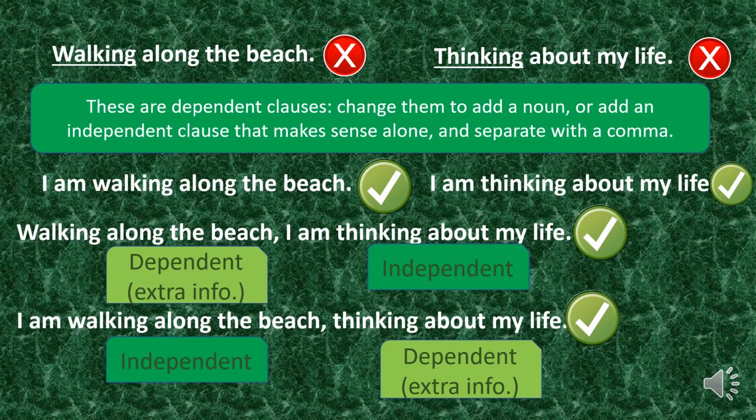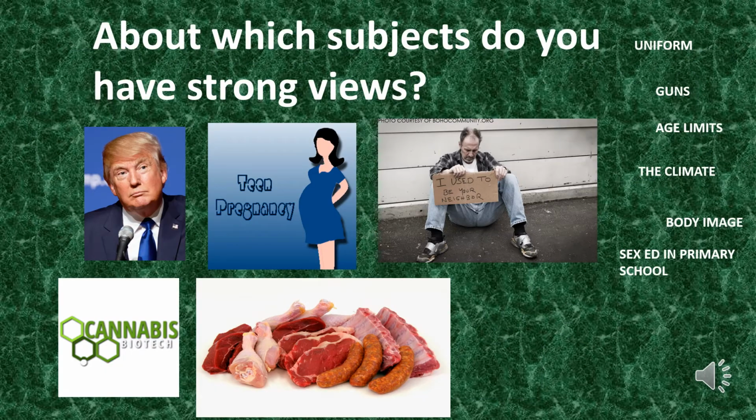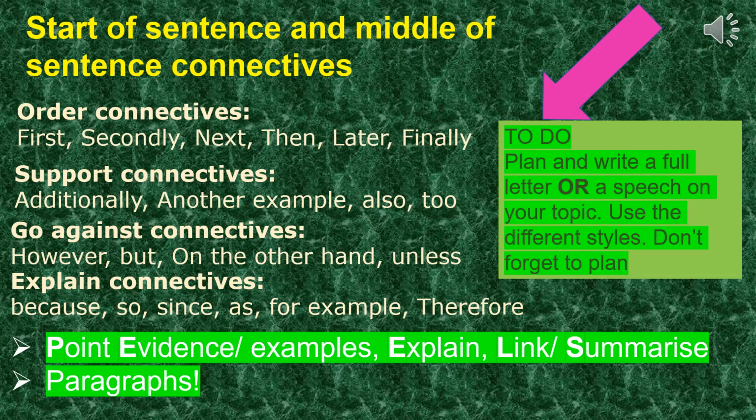Don't forget your grammar. I don't want to see any more sentences where you have a dependent clause and nothing else. These were some of the topics we considered, but you may have chosen your own topic. Here's a reminder of the different connectives that you can use, signpost words or discourse markers, it's all the same thing. And don't forget you're using the PEEL paragraph: point, evidence, that's examples, explain, and link or summarise at the end of each paragraph. You must use paragraphs, and each paragraph needs to be on a different topic. So the next task is to plan and write a full letter or speech on your topic. Use the different styles, and don't forget to plan.